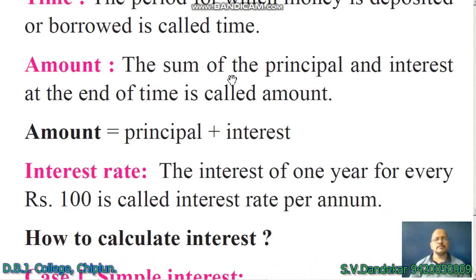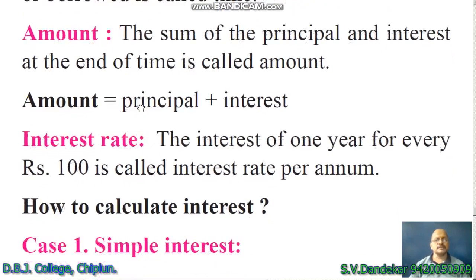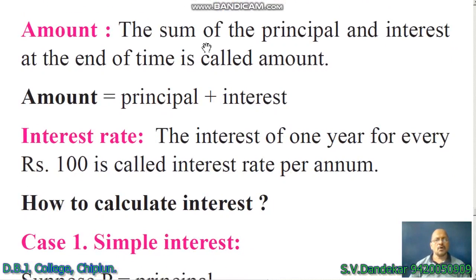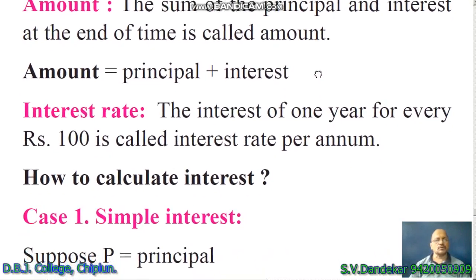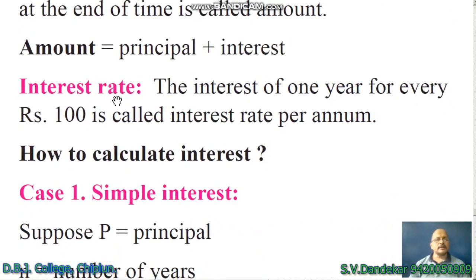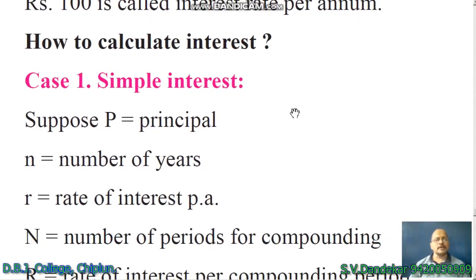Amount, the sum of the principal and interest at the end of the time is called amount. So the formula for amount is principal plus interest. All this stuff you have already studied in your schooling days, might be in Marathi or Hindi or Urdu. Interest rate. The interest of 1 year for every rupees 100 is called interest rate per annum. How to calculate the interest?